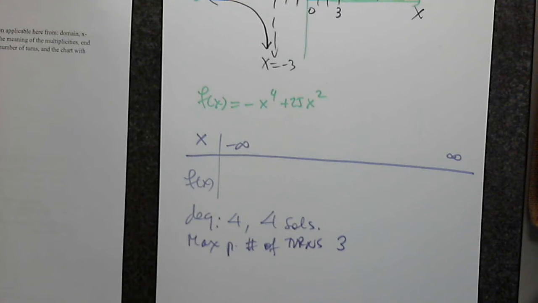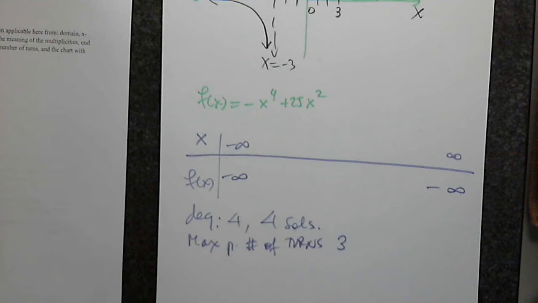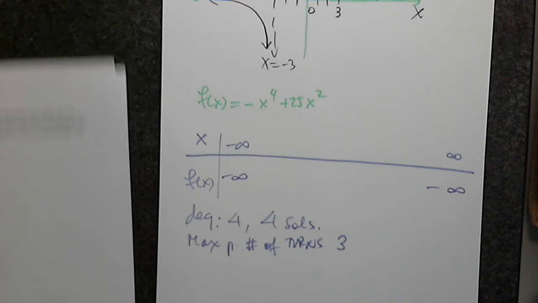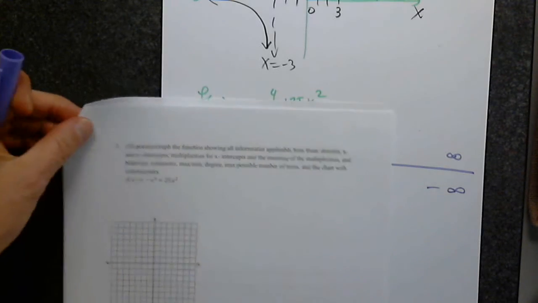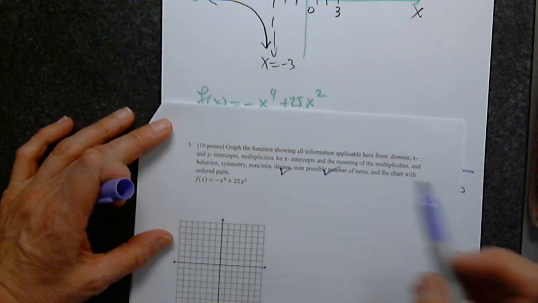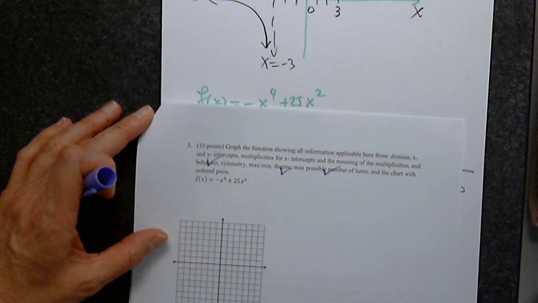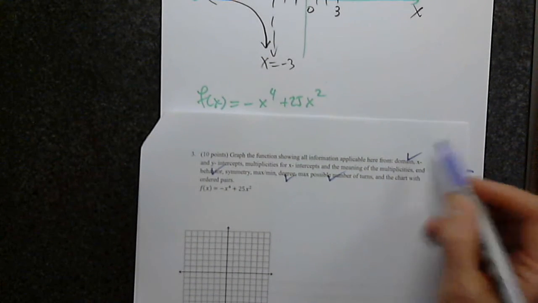And behavior. Degree is 4, and the leading coefficient is? Good. So there are only 2 possibilities for even degree. One possibility or the second possibility. Which one is it? Of course, because the leading coefficient is negative. Excellent. So in 20 seconds, here's what we determined. Maximum possible number of turns, degree, and behavior. It took us less than 20 seconds to determine these 3. And of course, domain.